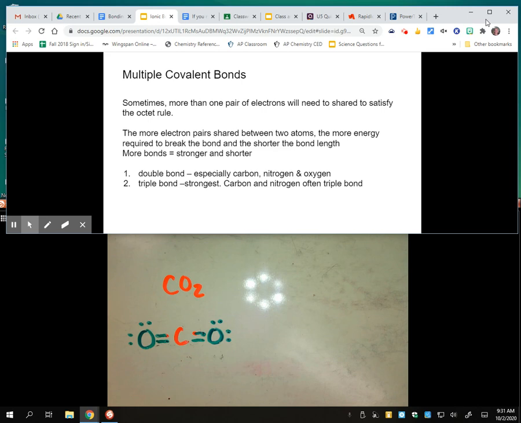So now carbon has access to 1, 2, 3, 4, 5, 6, 7, 8. He's nice and happy. And this oxygen also has access to 8 valence electrons. This is a happy, stable molecule, and this is the correct structure for carbon dioxide.